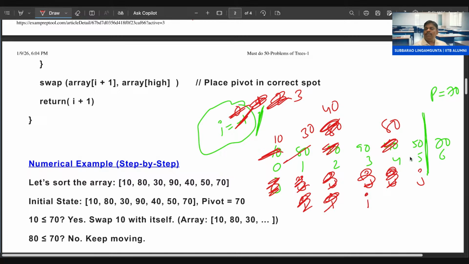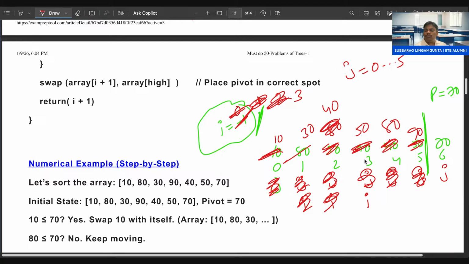So j will be, I think, swapping is done. So it will go to 50 here. It will go to 90 here. Afterwards, as usual, j will increment by 1. But remember, j goes from 0 to high minus 1. High is 6, 6 minus 1, 5. But j value is now 6, so I think we are out of the for loop.